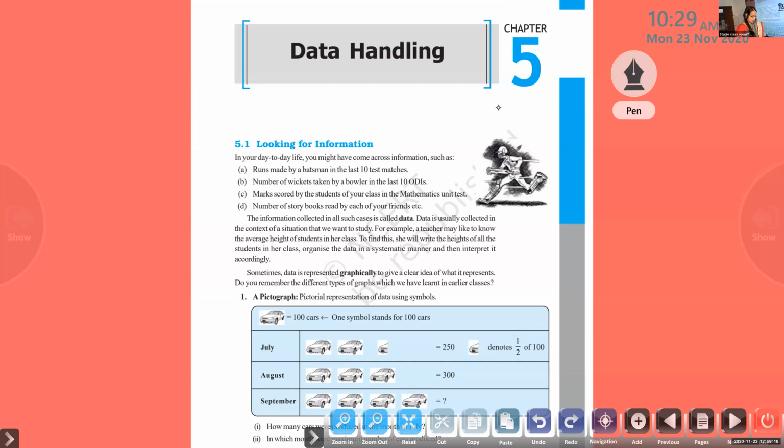Data handling you have studied last year also. Drawing graphs you have studied, isn't it? Yes, ma'am. Which type of graphs did you study last year? Which type of questions did you study last year? Then we should write this. Did you all write the heading and all? No, ma'am.